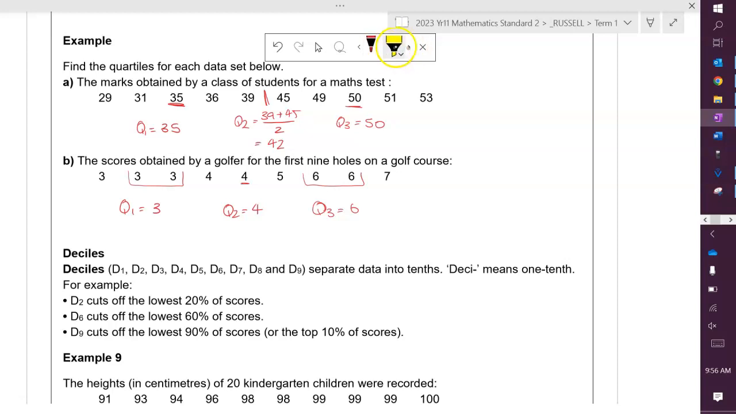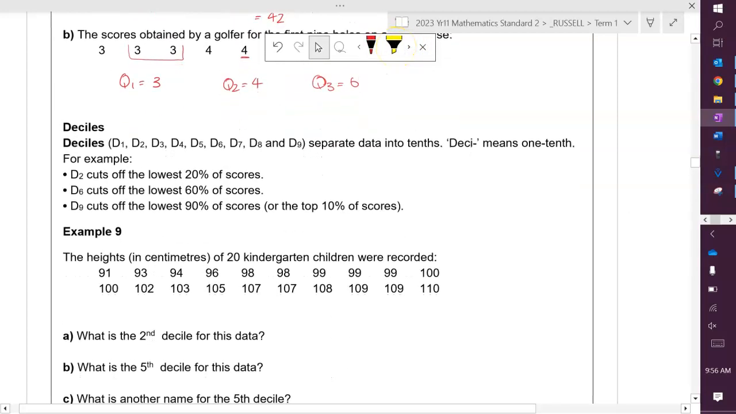Now we're going to have a look at deciles. If we think of deciles as being divided into tenths, it's D1, D2, all the way through to D9. So deci, 1/10 of something. So D2 cuts off the lowest 20% of scores, D6 the lowest 60%, D9 the lowest 90% of scores, or it could be the top 10%, depending on the way that you want to look at it.